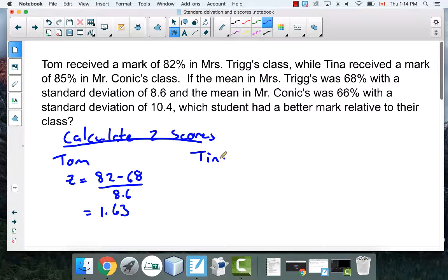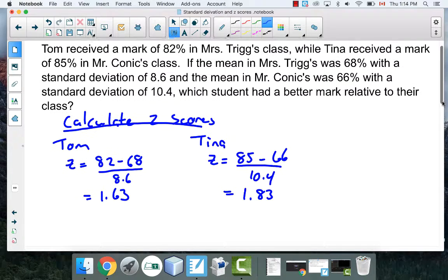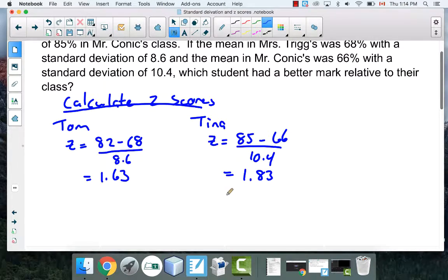Tina, her Z-score is going to be, she got 85. The average in her class is a 66. And the standard deviation is 10.4. When you work this one out, she gets 1.83. So she is 1.83 standard deviations away from her mean. So using the standard deviation, she's actually further away from the mean than Tom is. Therefore, Tina did better. She has a better mark relative to her class than Tom does.